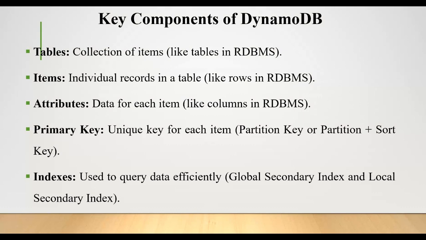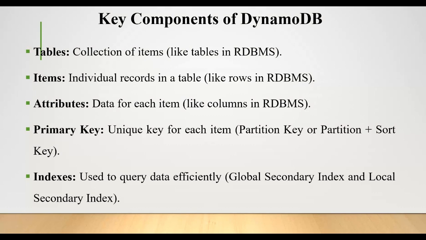In the item part, each table contains zero or more items. An item is a group of attributes that is uniquely identifiable among all other items. In the example, in the people table, each item represents a person. In the student table, each item represents student information. Items in DynamoDB are similar in many ways to rows, records, or tuples in other database systems. There is no known limit to the number of items you can store in a table.